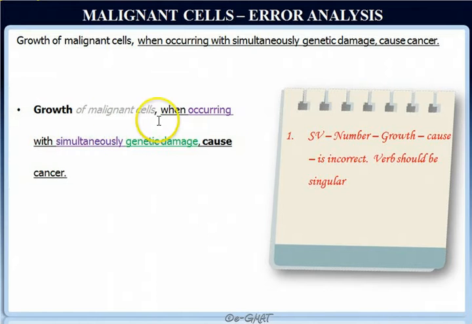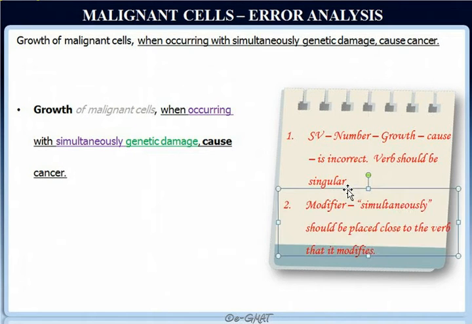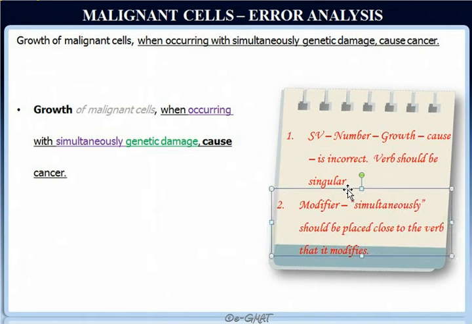So it should be growth of malignant cells when simultaneously occurring with genetic damage cause cancer. So that would have been causes cancer. So that would have been the correct sentence. So here simultaneously should be placed close to the verb that it modifies, and that verb is occurring here. That verb form is occurring. It's not the actual verb of the sentence, but it represents an action. So it should have been simultaneously occurring. So those are the two errors in this sentence.